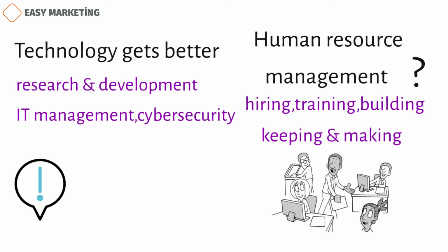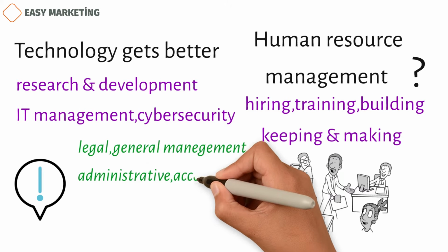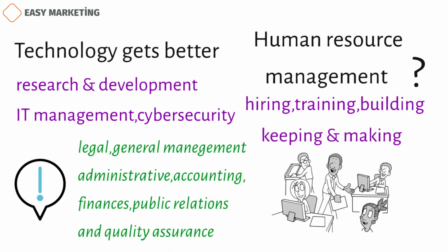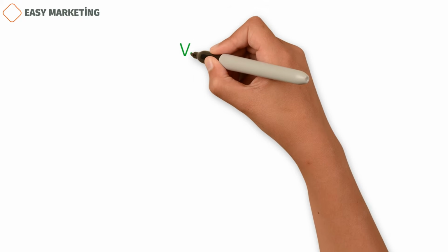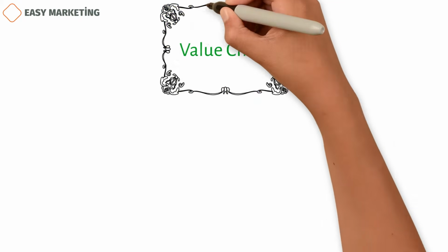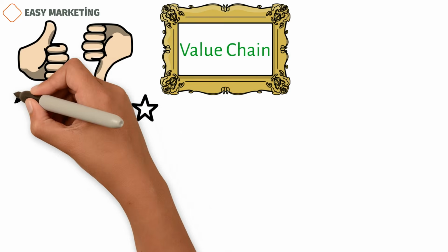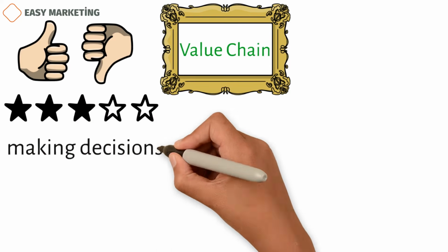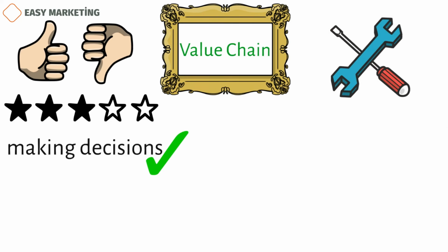All of these are important parts of running a business: legal, general management, administrative, accounting, finances, public relations, and quality assurance. Value chains and what they can do for you. The value chain framework helps organizations figure out where good and bad cost efficiency comes from and rate them. A value chain analysis can help a business in the following ways. Help business tasks get done by making decisions. Find out what isn't working right so you can fix it.